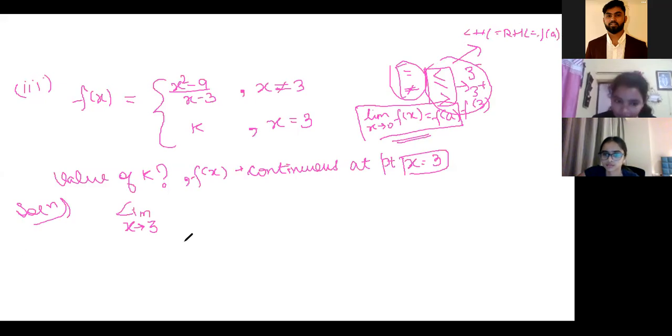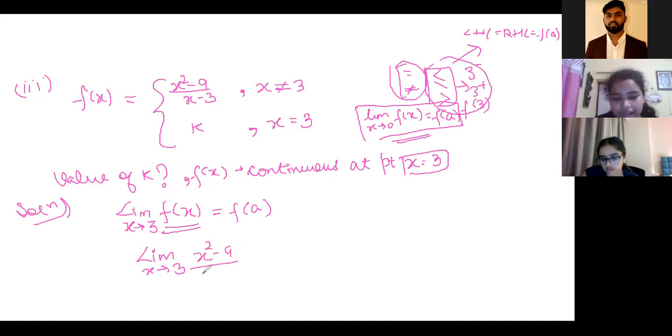Right? Now, like Sunidhi said, it is correct. Here we'll write 3. Okay. So what will be the function here and what will be the value here? Limit x tends to 3. What we'll write, what is the function that is given to us? The function which is given to us is x square minus 9 upon x minus 3. Whereas the value of function at this point a, which is 3 in this case, it is given as k.